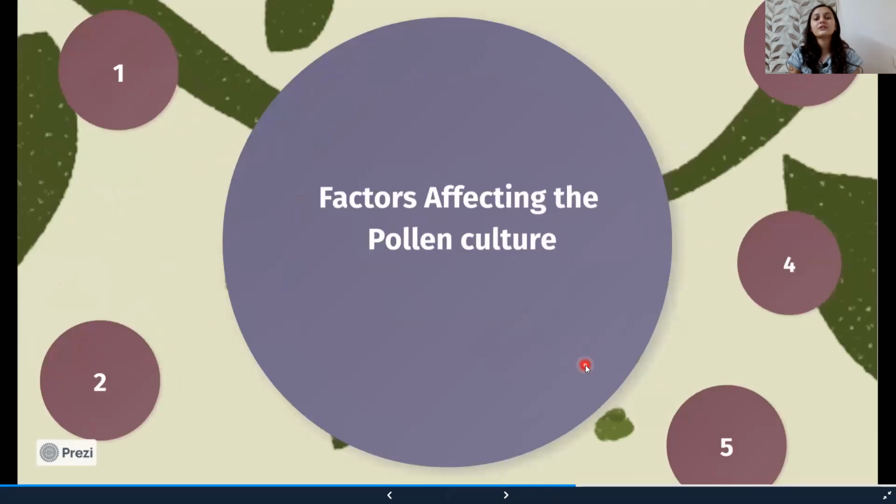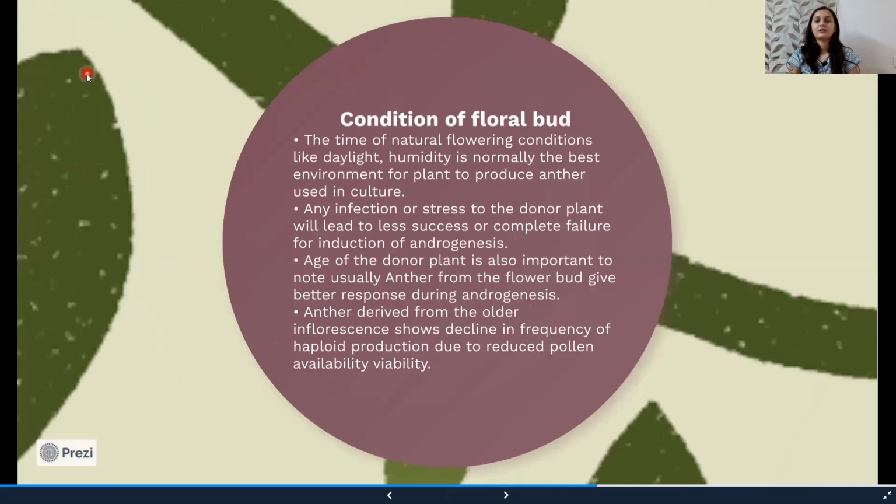Now we will look at the factors affecting pollen culture. The first factor, for both anther culture and pollen culture, is the condition of the floral bud. The time of natural flowering, with conditions like daylight and humidity, is the best time to collect, and generally young flowers are collected. Any infection or stress to the donor plant will lead to less success or complete failure of induction of androgenesis.